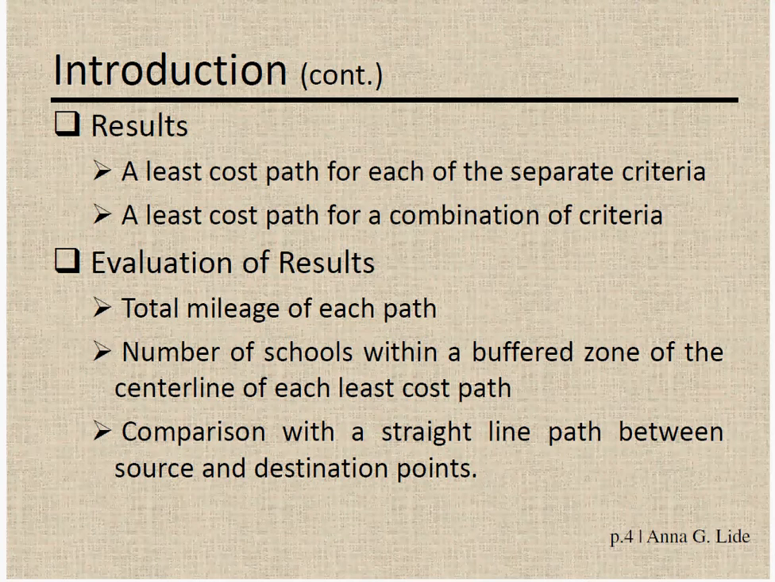Since three criteria were used in the route selection, a route defined by each separate criterion was compared with the route found from the combination of the three criteria. The results were evaluated by looking at the total mileage of each path, the number of schools within a buffered zone of the center line of each least cost path, and comparison with a straight line path between source and destination point.